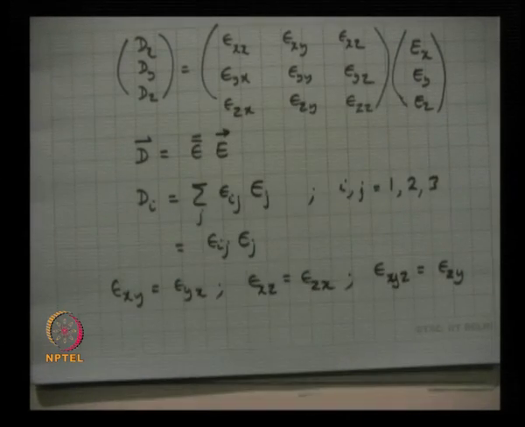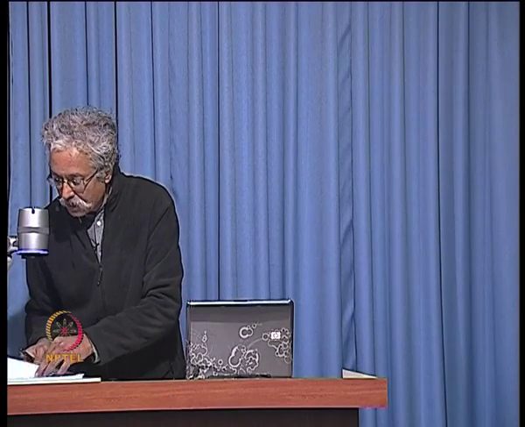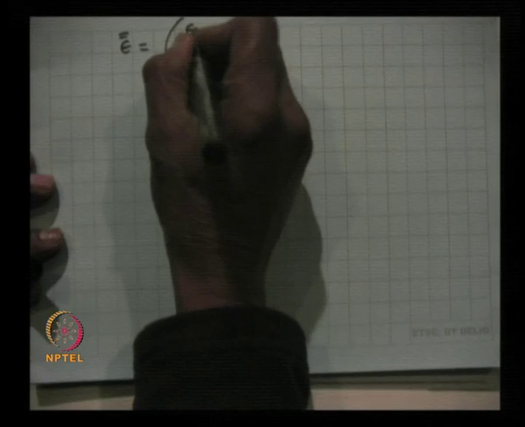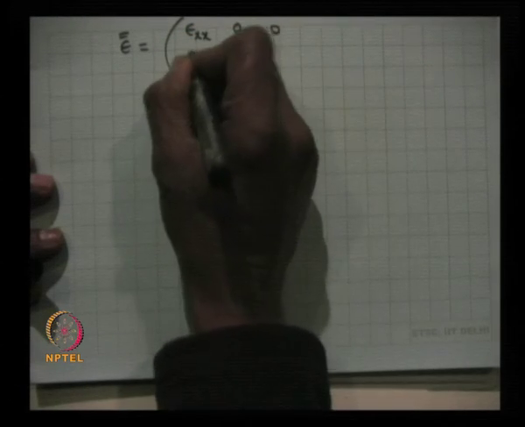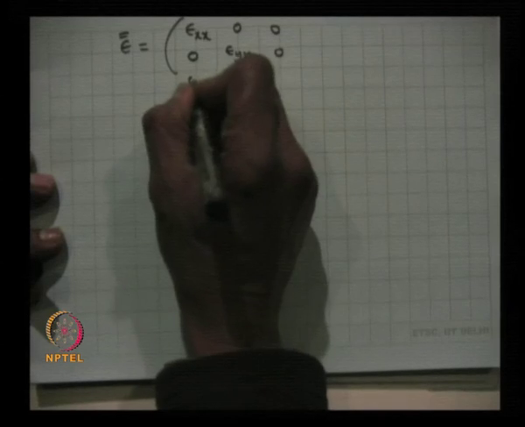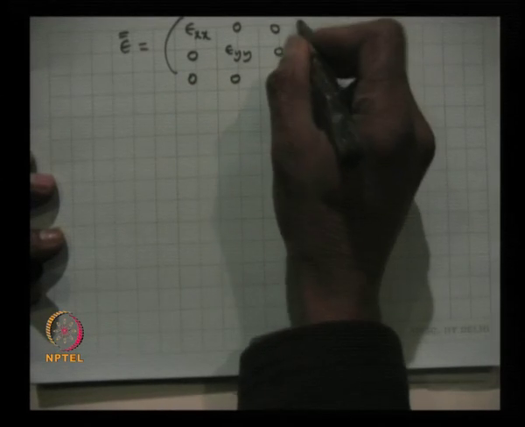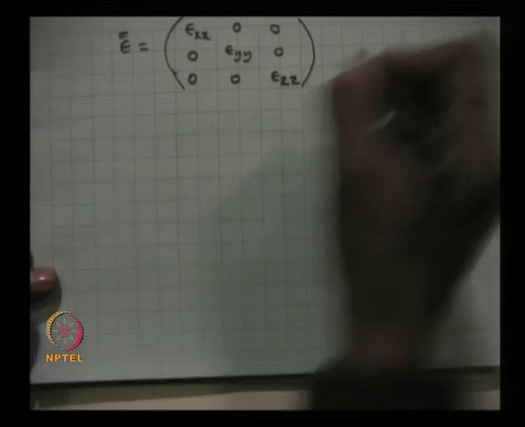So, this matrix is symmetric, but in general all elements are non-zero. Now, it is possible to rotate the coordinate system in such a fashion that this epsilon matrix becomes diagonal. You can always diagonalize this matrix, and you will get, in one coordinate system which is called the principal axis system of the medium, epsilon x x 0 0, 0 epsilon y y 0, 0 0 epsilon z z. So, this is called the principal axis system.